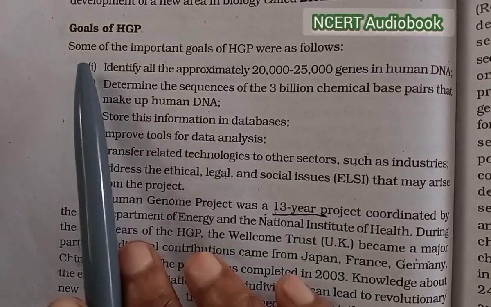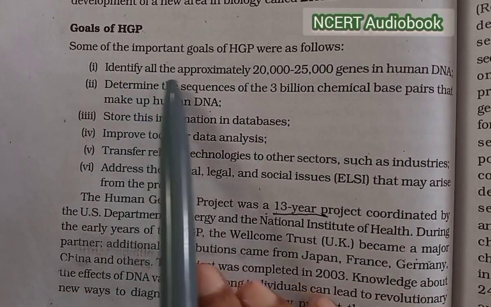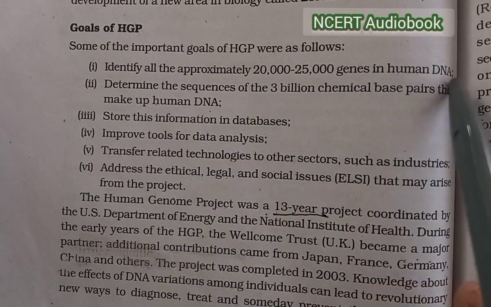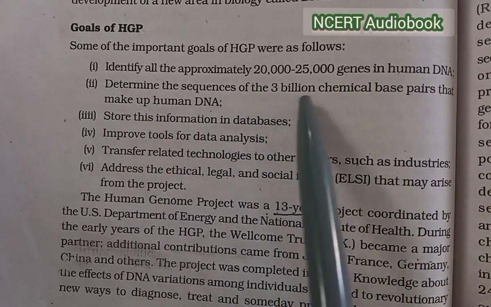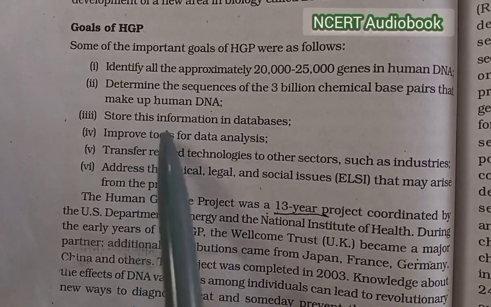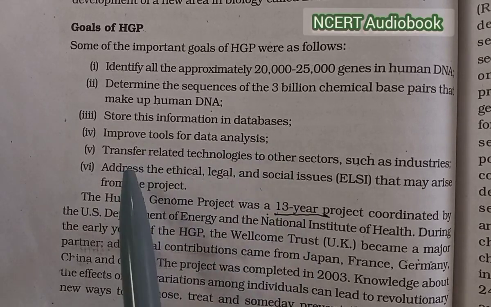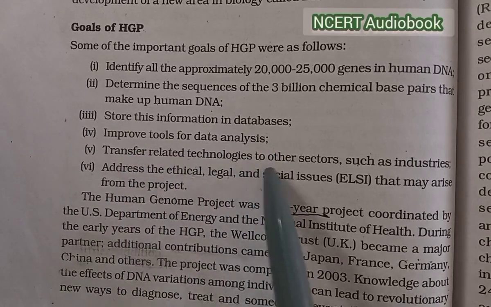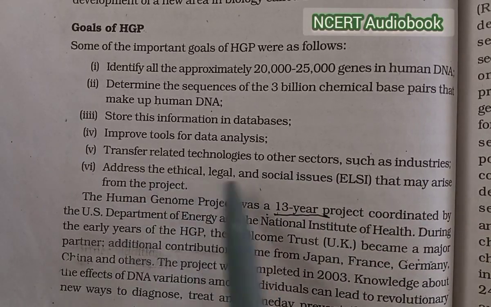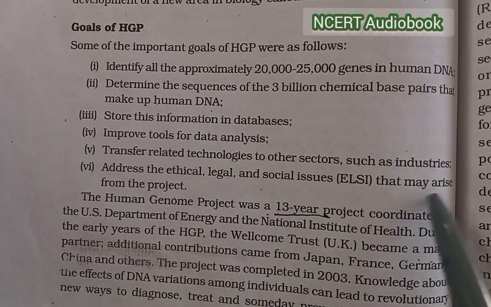Goals of HGP. Some of the most important goals of the HGP were as follows. Identify all the approximately 20,000 to 25,000 genes in human DNA. Determine the sequence of the 3 billion chemical base pairs that make up human DNA. Store this information in databases. Improve tools for data analysis. Transfer related technologies to other sectors such as industries. Address the ethical, legal, and social issues (ELSI) that may arise from the project.